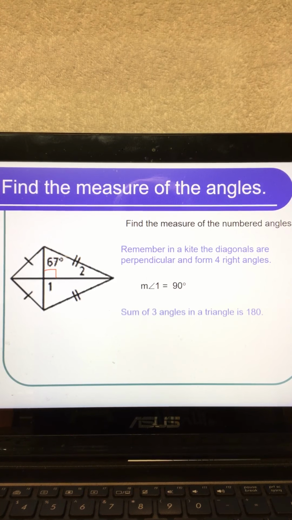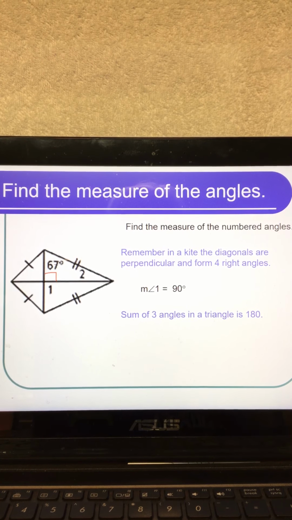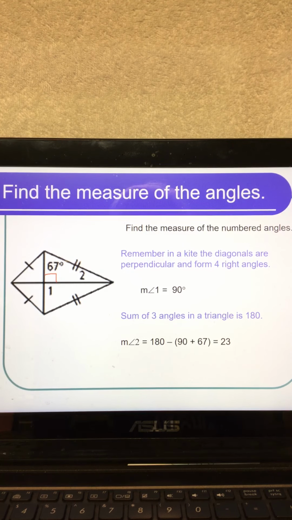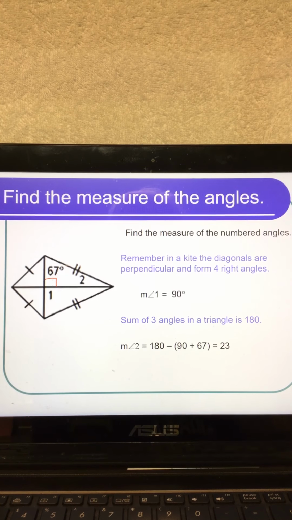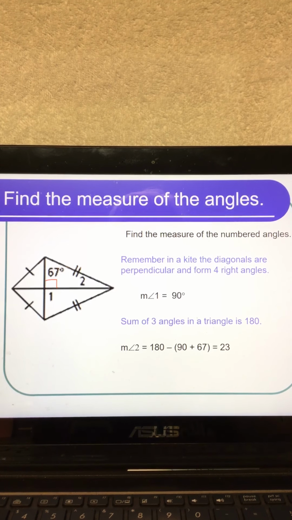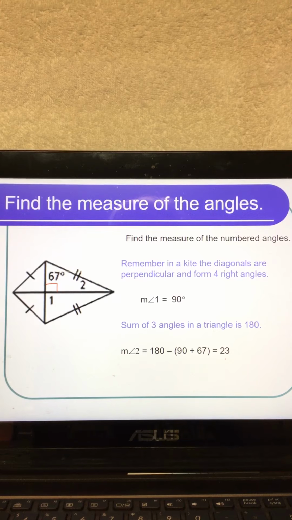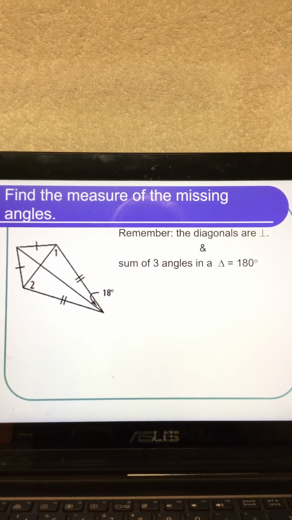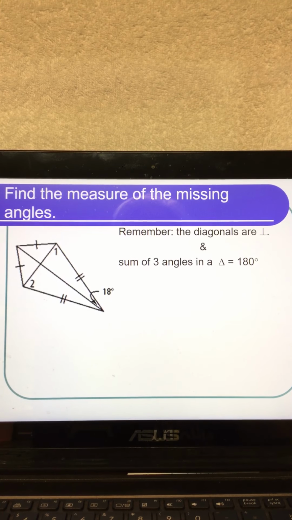So if we're trying to find the measure of angle 2, we remember that the sum of the 3 angles is 180. So angle 2 would be 180 minus 90 plus 67, and that would leave us with 23.